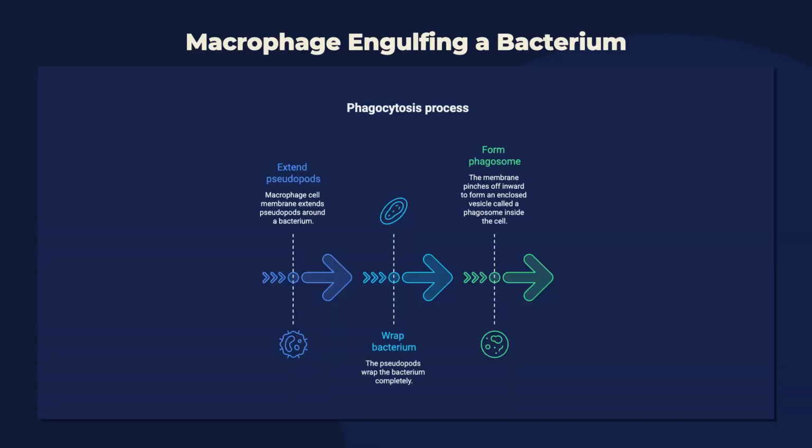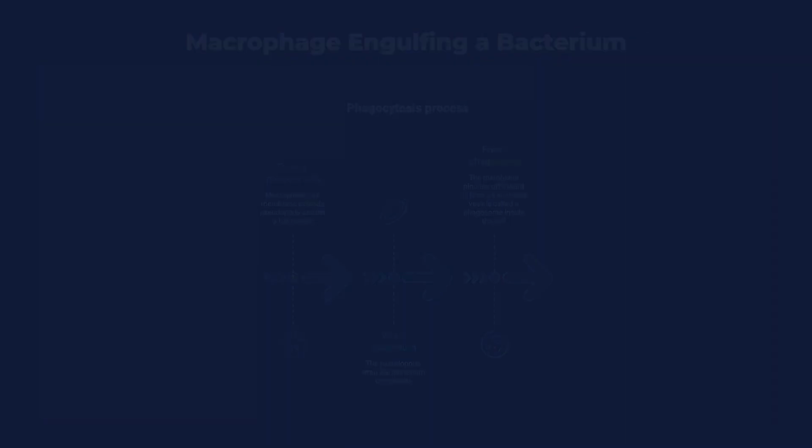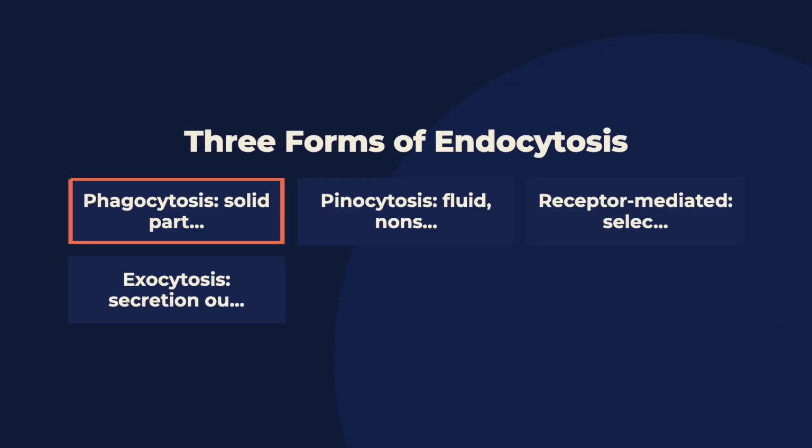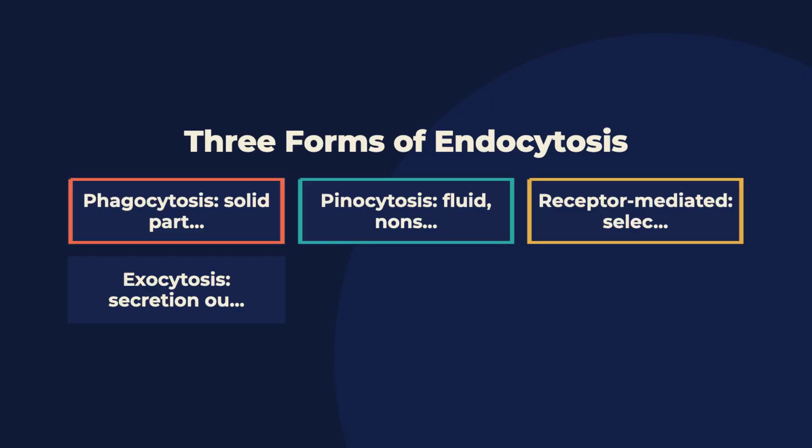In phagocytosis, a macrophage extends pseudopods around a bacterium, wraps it entirely, and pinches off the membrane to enclose it in a phagosome, a vesicle formed from the cell's own membrane. Phagocytosis engulfs solid particles like bacteria and debris. Pinocytosis takes in fluid droplets non-selectively. Receptor-mediated endocytosis selectively grabs molecules like LDL, cholesterol, iron, or hormones after they bind a receptor. Exocytosis runs the opposite direction, releasing hormones, enzymes, neurotransmitters, and mucus out of the cell.